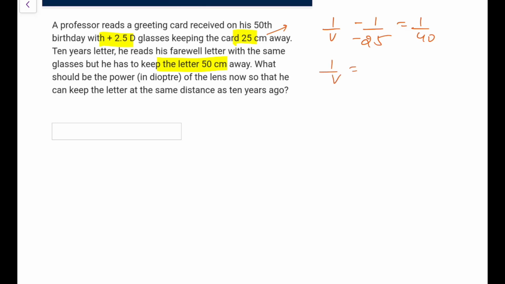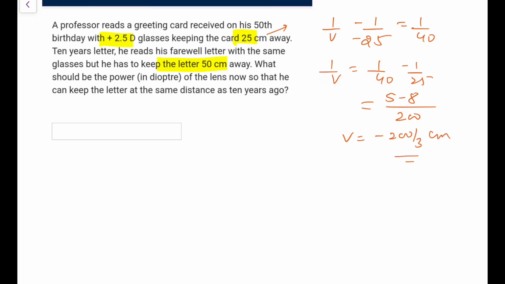So with this, 1 by v was 1 by 40 minus 1 by 25, so it was 40 and 25. We will write it with the LCM as 200, so this is 5 minus 8, so v is minus 200 by 3. That was its near point. I can make it out as 200 by 3 centimeters.